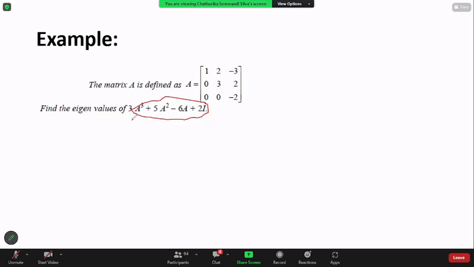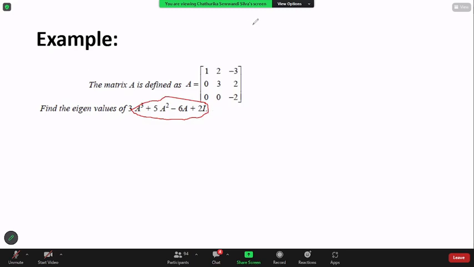Right? So we know that 3A cubed is 3 by 3. 5A squared is 3 by 3. 6A is 3 by 3. 2I is again 3 by 3. So I told you this whole expression represents another matrix. Then what is the dimension of the matrix represented by this whole expression? 3 by 3.